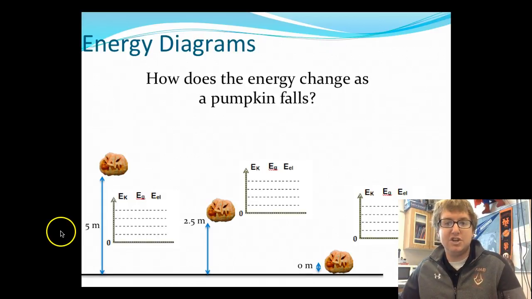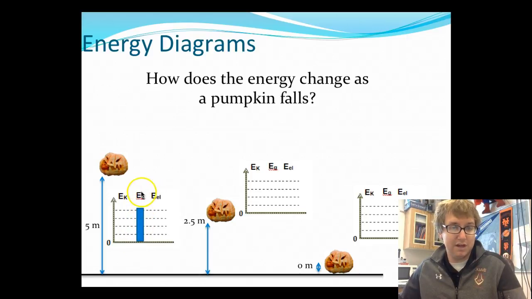So how does the energy change as a pumpkin falls? Well, if you notice, we have 5 meters and we're off the ground and we haven't moved yet. So in other words, all of our energy is going to end up being gravitational energy. Right there, we have 1, 2, 3, 4 bars, a little over 4 bars of energy, and it's all gravitational. This means, since we're right here at 4 bars, we have to have 4 bars in this situation, and we have to have 4 bars at the ending situation.